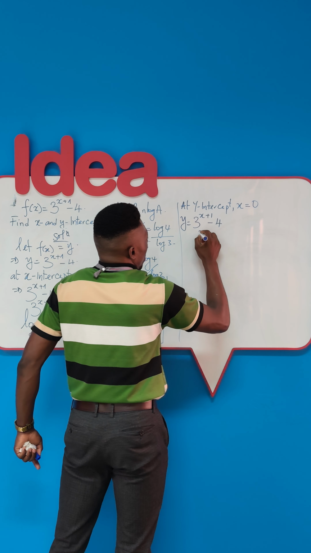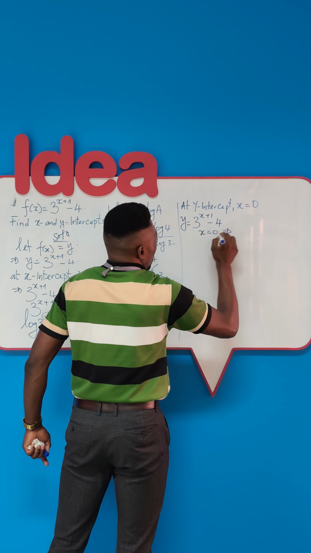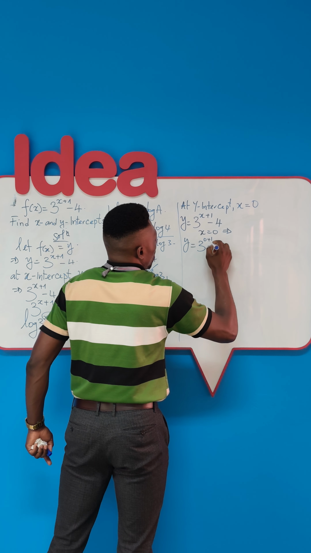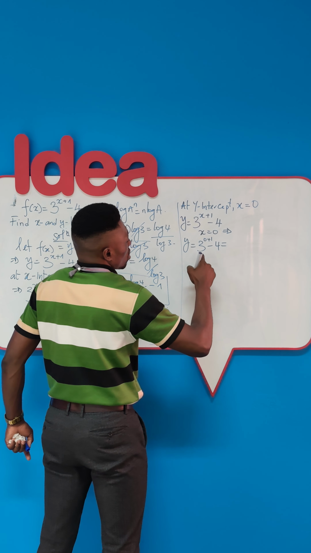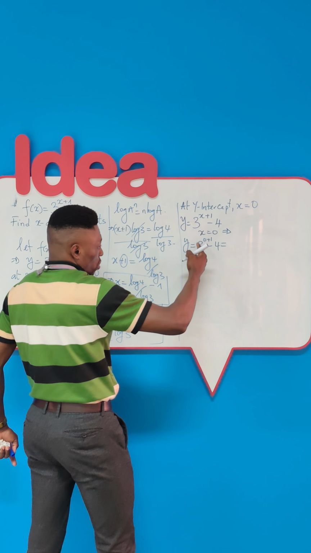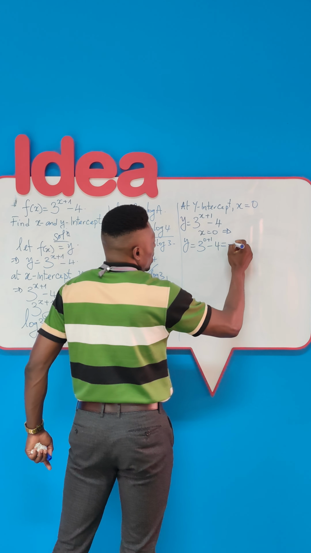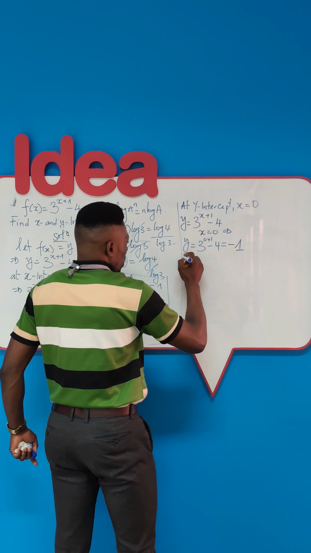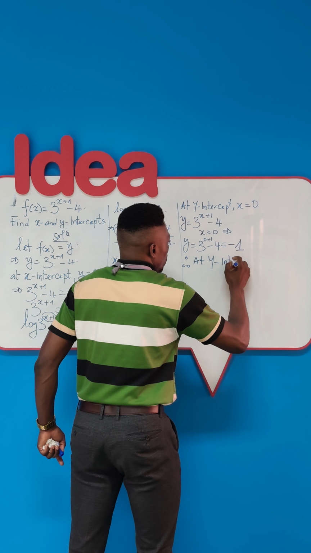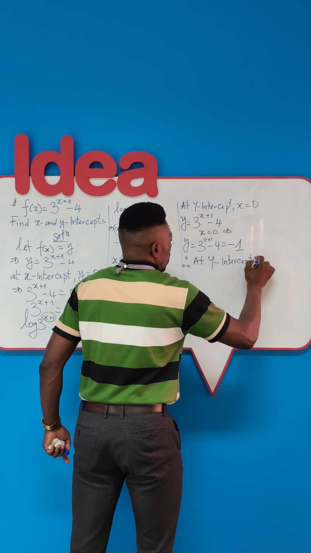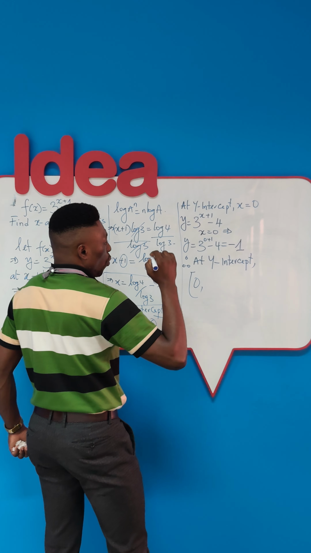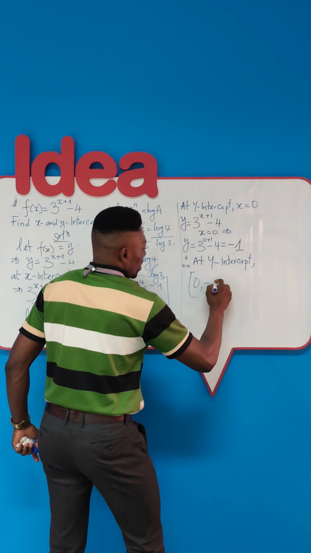So x equals 0 implies that y will be equal to 3 to the power 0 plus 1, minus 4. Here everything is just good, because 3 to the power 0 plus 1 is 3 to the power 1, which is just 3. And 3 minus 4 is negative 1. Guys, be very careful. Therefore, at the y-intercept, we have the coordinate: the x here is 0 and the y is negative 1.